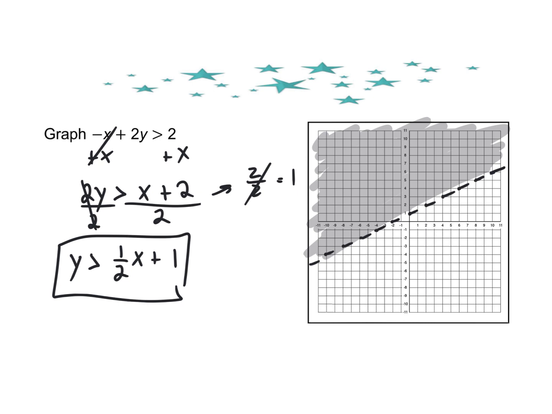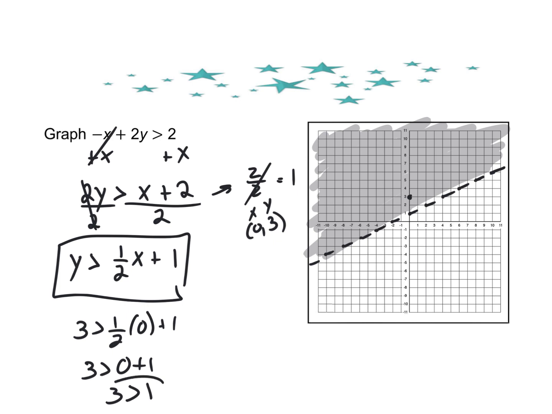Now, how do we check? Choose a point inside of the shaded area. I'm going to choose the point 0, 3 because I can. It's in the shaded area, and it's a very easy point as one of the coordinates is 0. So when I plug in, this is my x, this is my y. I get 3 is greater than a half times 0 plus 1. Anything times 0 is just 0, so we're going to get 3 is greater than 0 plus 1. So we're going to get that 3 is greater than 1. Because 3 is bigger than 1, we know that this is going to be a solution. So you know you graphed it and shaded the right way.